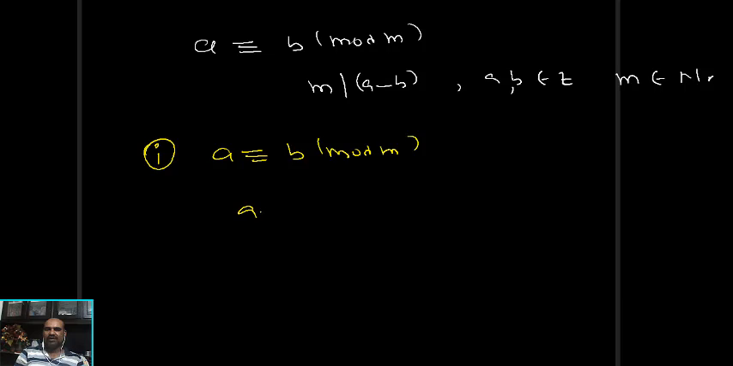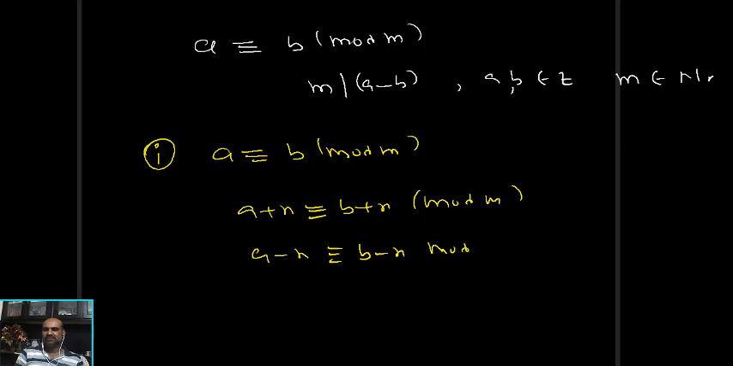Then adding the same quantity, nothing happens to the congruence. Subtracting the same quantity, nothing happens to the congruence. Multiplying by the same quantity, nothing happens to the congruence. No need to mention positive also. These are 1, 2, 3. After that, another result.